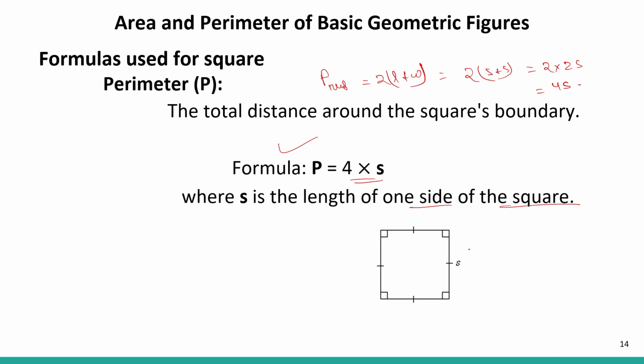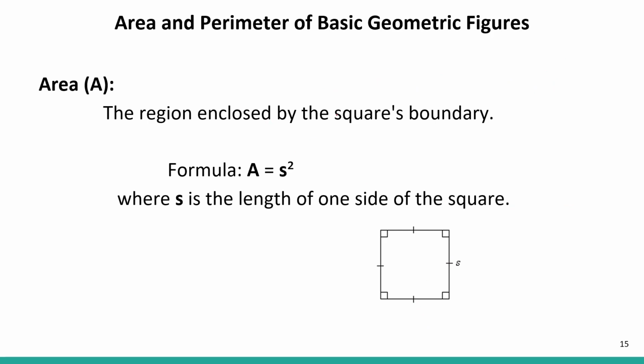So we have four sides of a square. So here, here, here, and here. Now the area is the region enclosed by the square's boundary. So the formula is A is equal to S square, where S is the length of one side of the square.